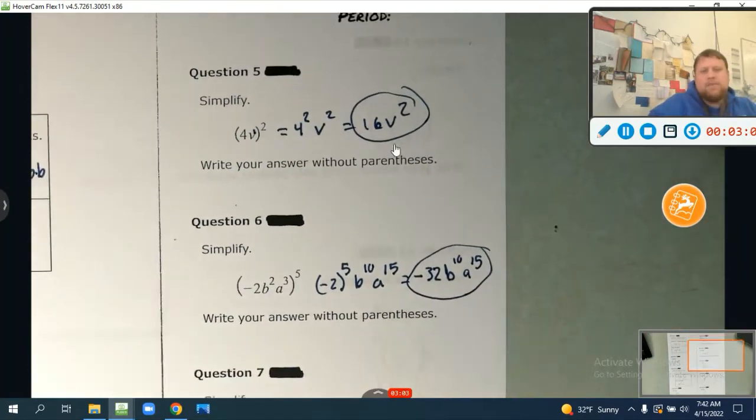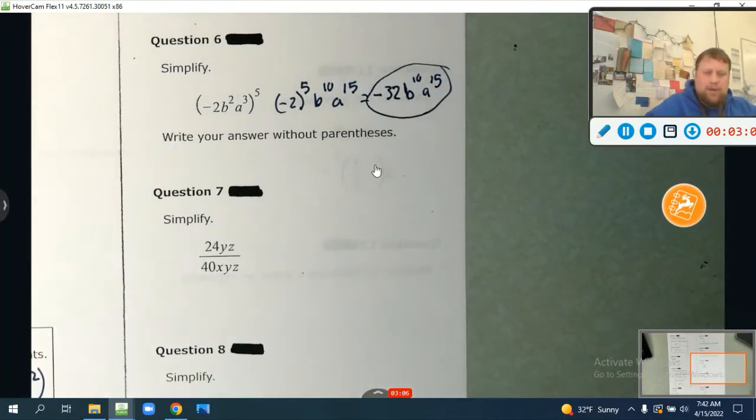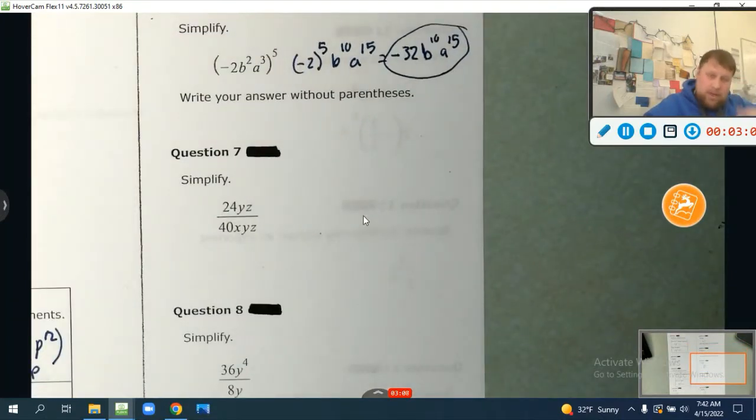Okay, and a lot of this, guys, I'm just busting through it. Feel free to pause at any point in time if you need to, trying to work this out on your own, whatever works.